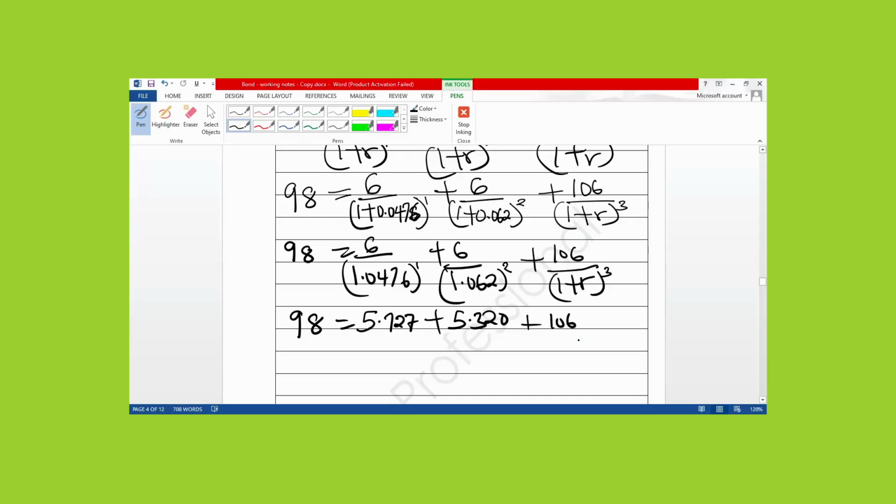Plus 106 over 1 plus r raised to power 3. What do I do next, please? Summation. 5.725 plus 5.320. 11 point what? 11.047. Am I correct? Yes. 11.047, plus 106.